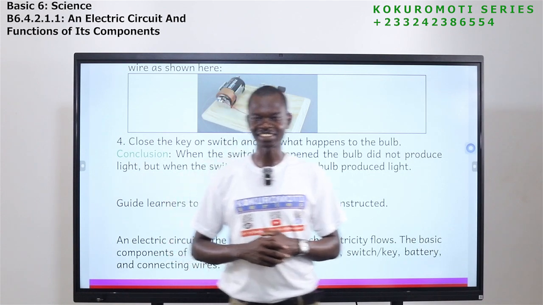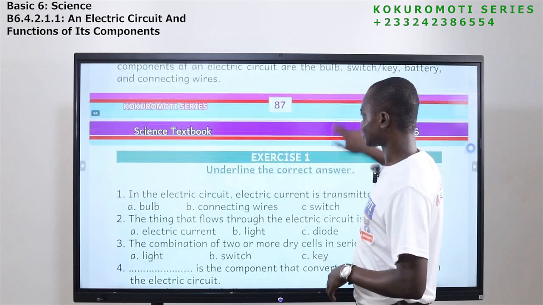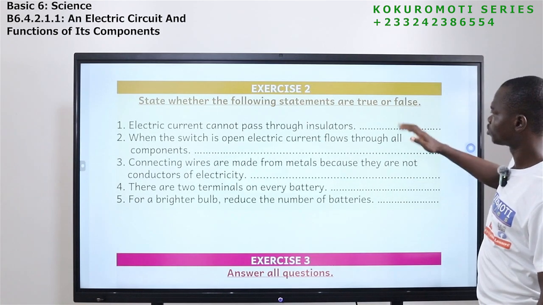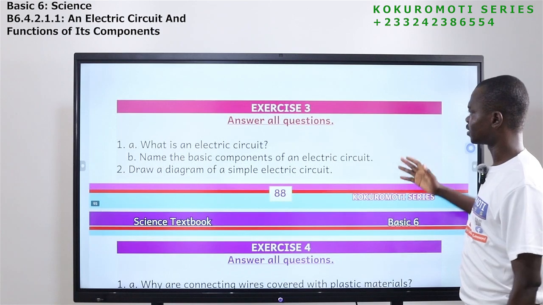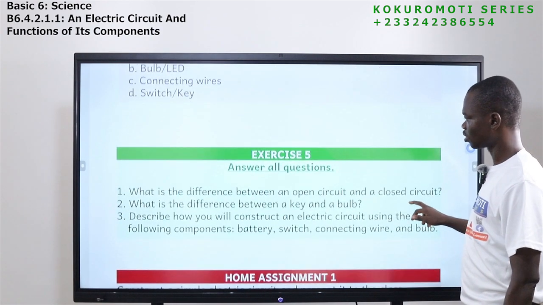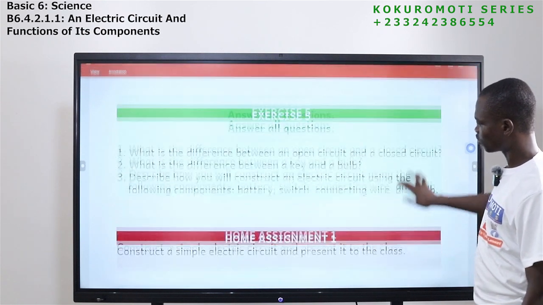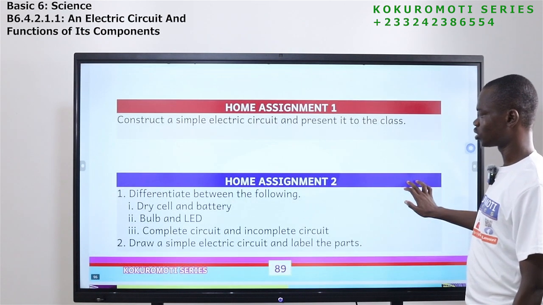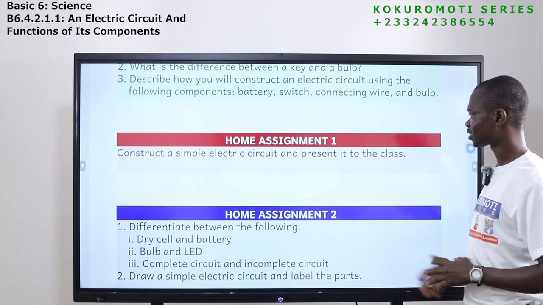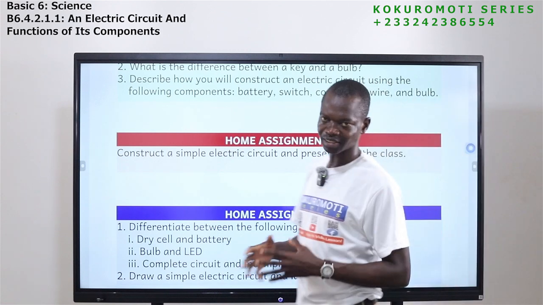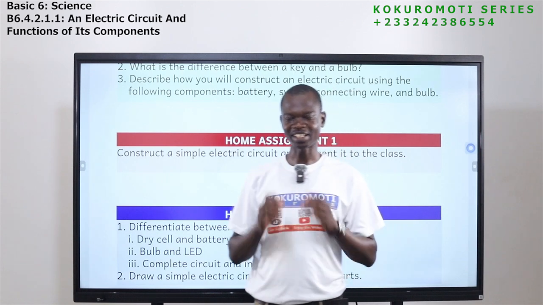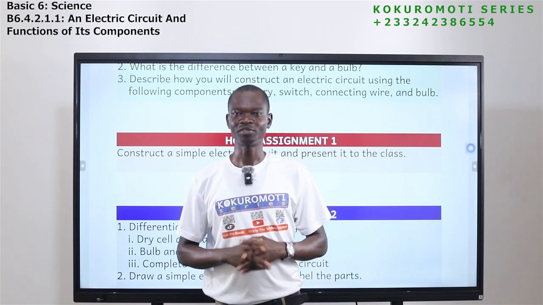Now let's look at the exercises. So exercise 1 is here, 5 questions. We have exercise 2, 5 questions. Exercise 3 is here. We have exercise 4. Then we have home assignments. Exercise 5 is here, home assignment 1, home assignment 2. So this is what you are doing as your exercises, and then your home assignment. They are simple, straightforward, but very tricky, so you have to take your time, read and understand before you answer.